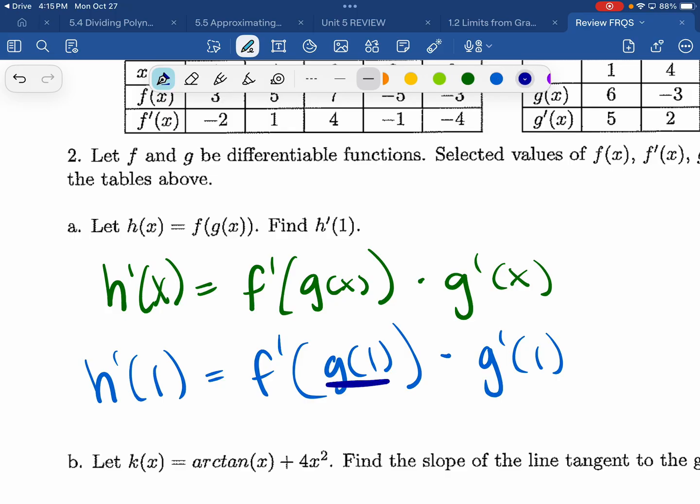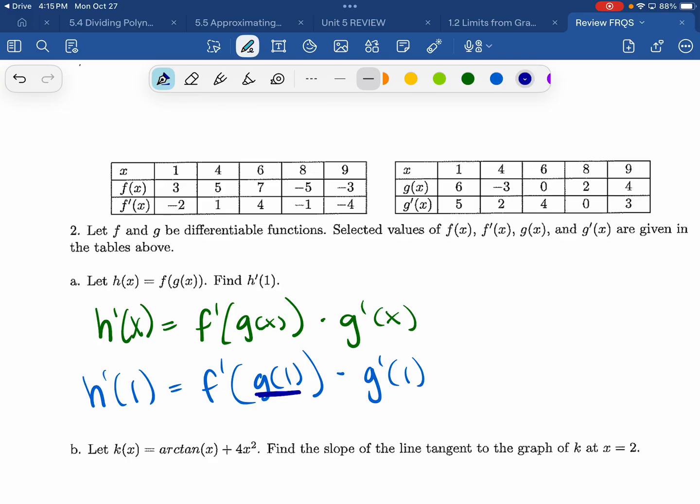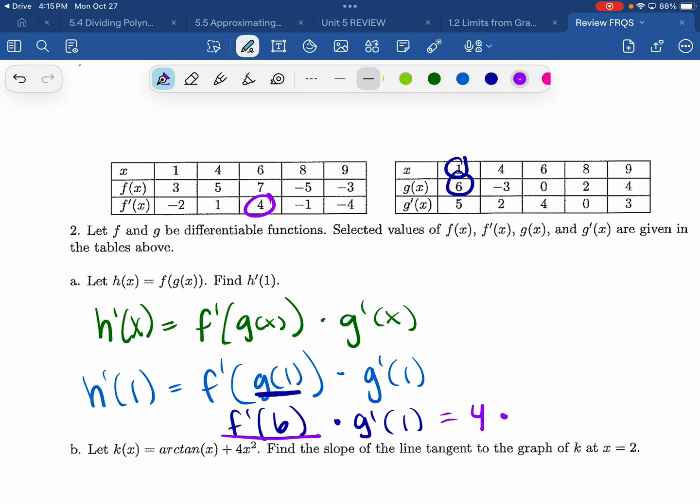All right, now we have to work from the inside out. So we have to figure out what g of 1 is first. So we're going to go to my table. G of 1 is 6. So that's going to give me f prime of 6. All right, so f prime of 6, we're going to go to my table. F prime of 6 is 4. And g prime of 1 is 5. And so I get 20.